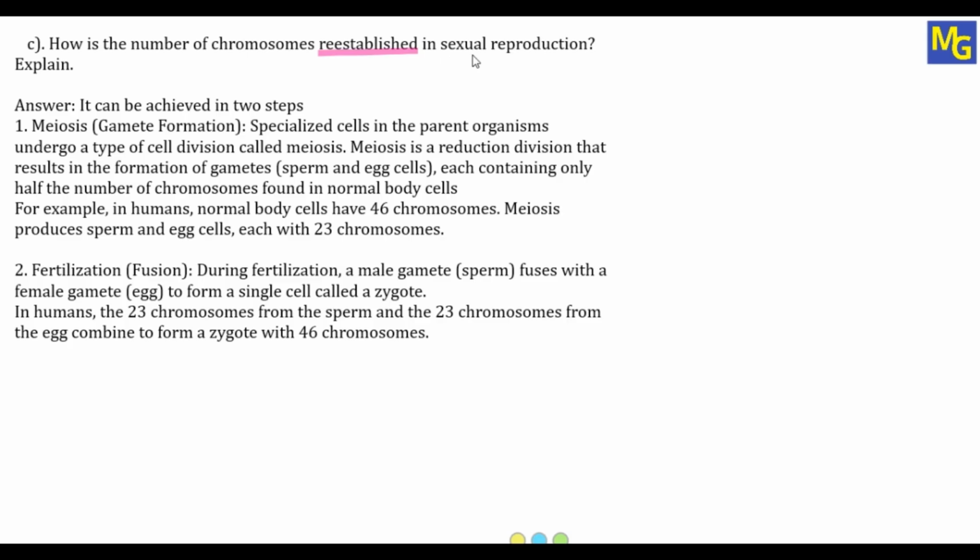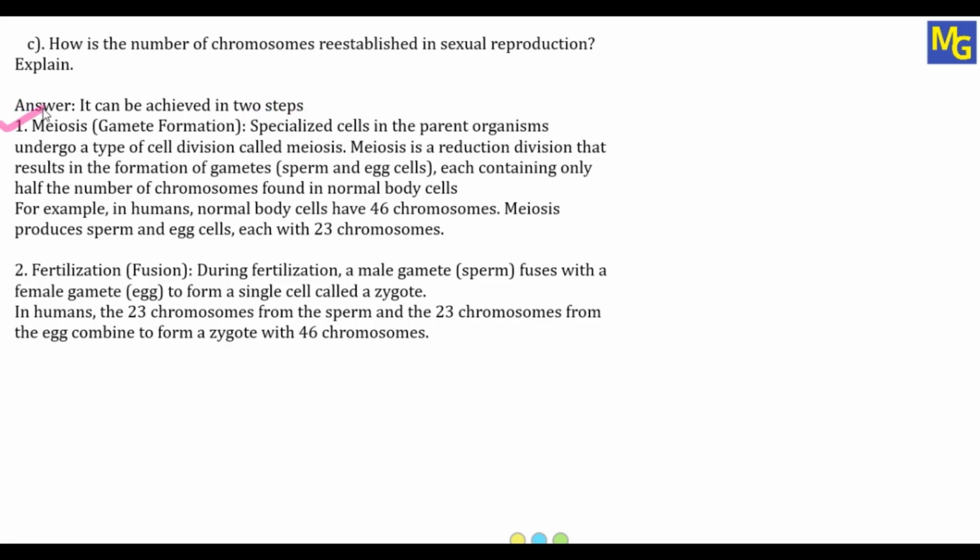Because as we know, in sexual reproduction, the male gamete from the father and the female gamete from the mother will combine to give a zygote, and that zygote will grow and become a new individual, and then the new individual will be born. So if two gametes are combining, then how the number of chromosomes in the young ones is re-established, that we have to explain. So the answer is, it can be achieved in two steps.